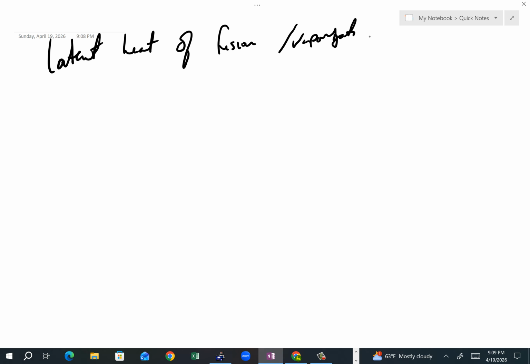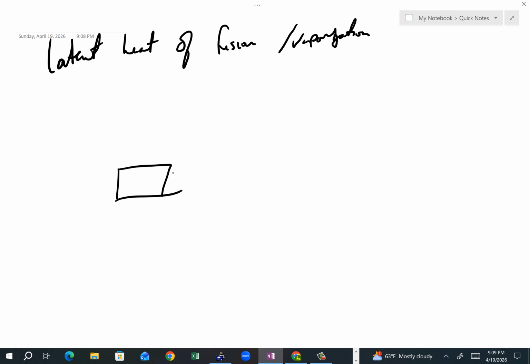Now, the next thing I want to talk about a little bit tonight is the latent heat of fusion and vaporization. If you like ice cubes, which, let's be honest, who doesn't? If you like air conditioning, which, let's be honest, again, who doesn't? They both rely on this concept. It's huge.